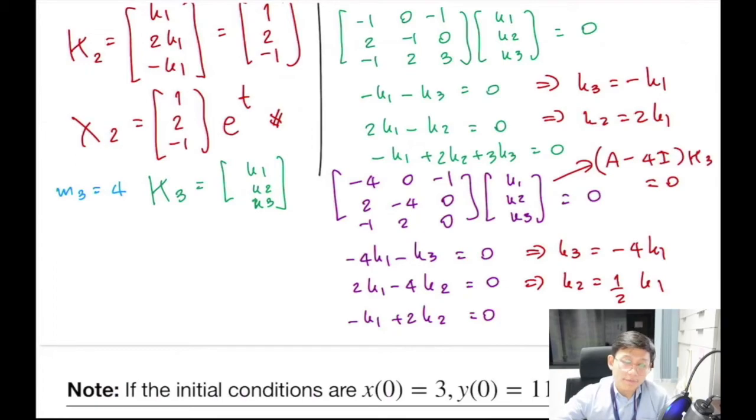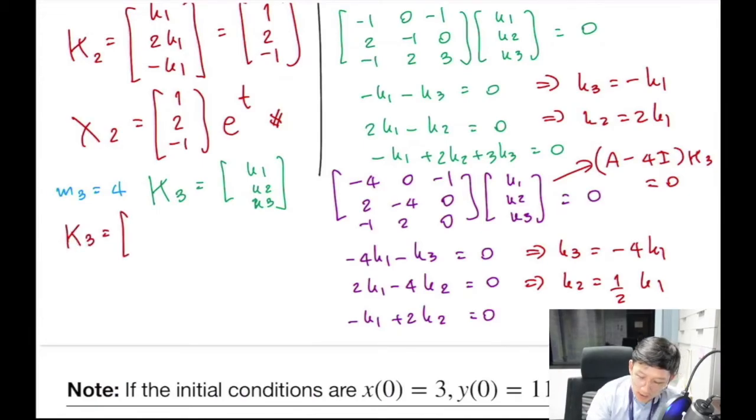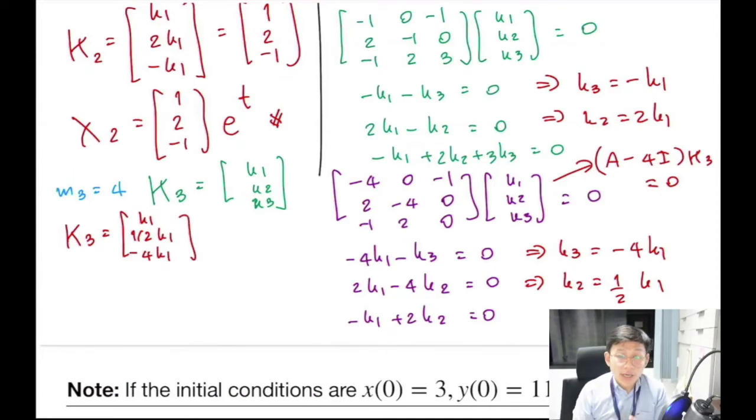So what we have next, we have that K3 would be, let's make it a little bigger. K3 would be K1, and then K2 is 1 half K1, and then minus 4 K1. Okay, you can let K1 be 1. You can, of course. But if you let K1 be 1, K3 would be 1, 1 half, and minus 4. And I don't like 1 half. Okay, I like integers.